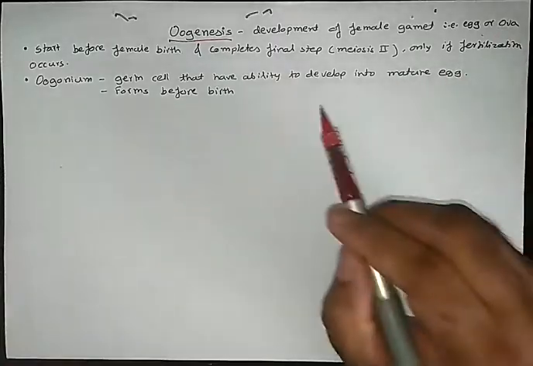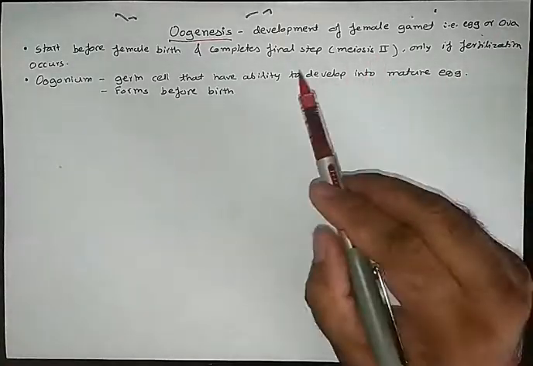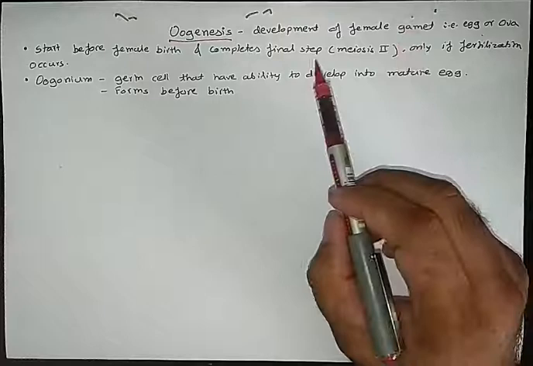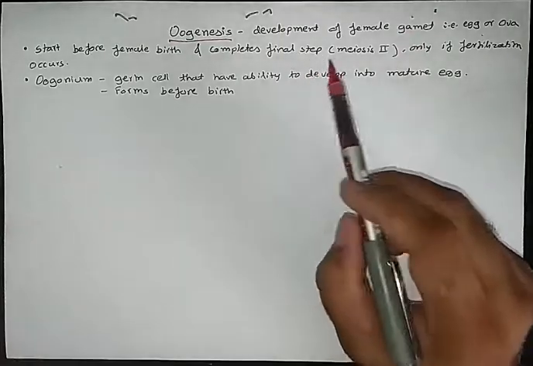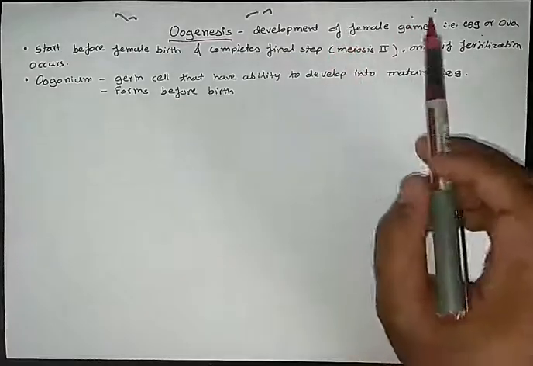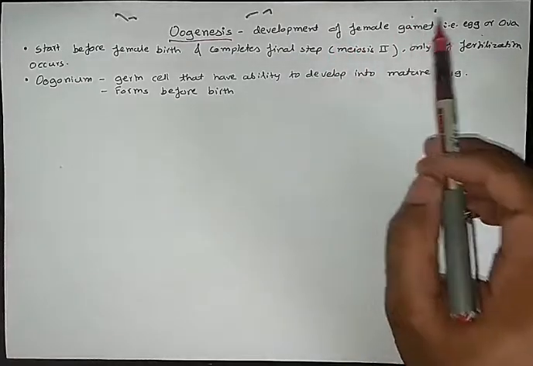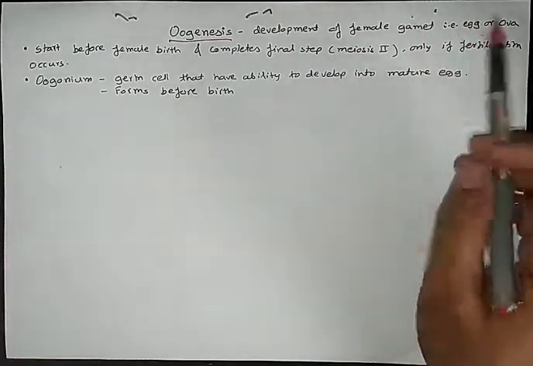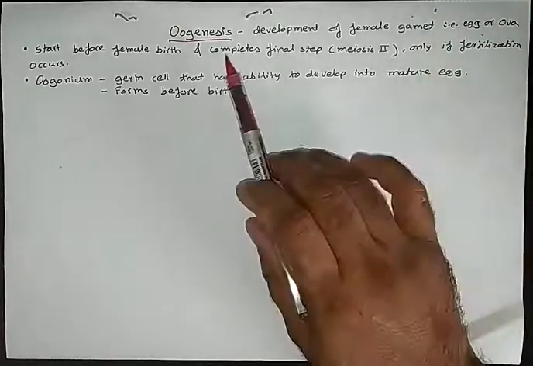In the female reproductive system we have seen the ovary, and in the ovary we have seen how the secondary oocyte develops. The process of development of the female gamete, that is an oocyte or secondary oocyte or egg or ova, is called oogenesis.